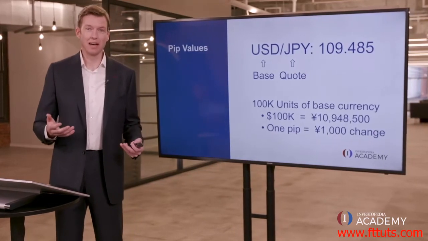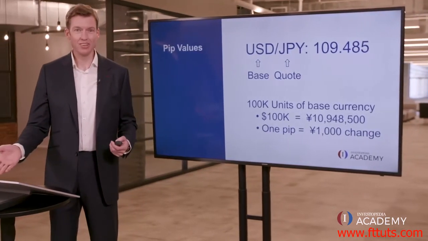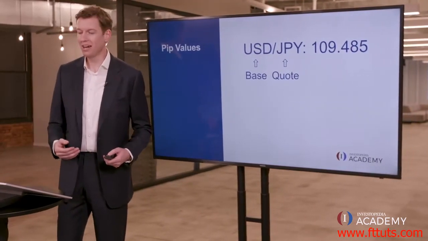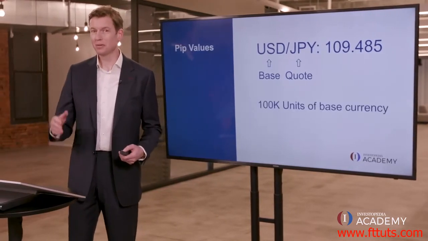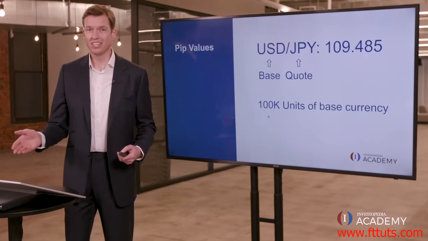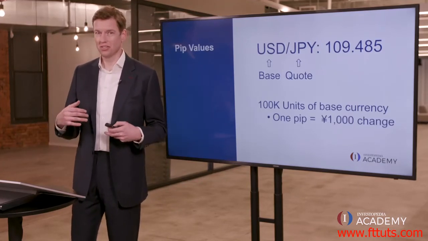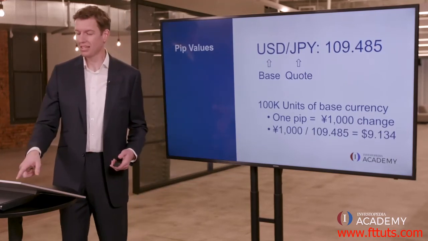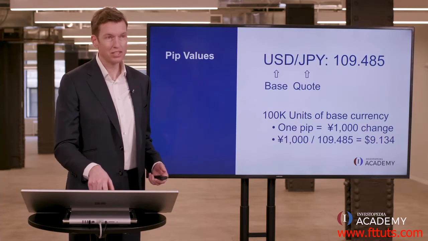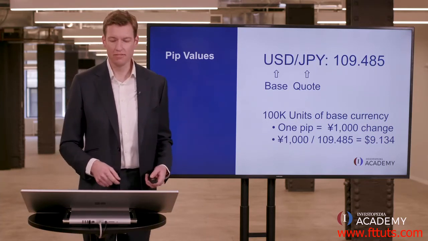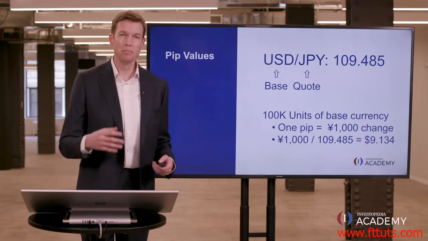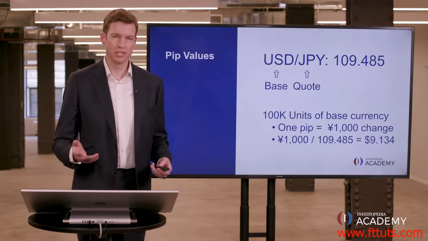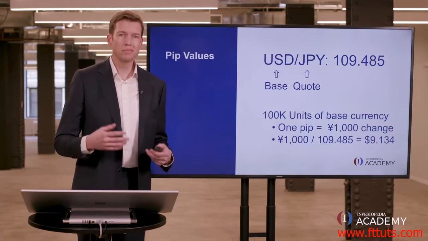If your account is denominated in dollar terms, then I have to take that 1,000 yen change, and I'm going to convert it at the exchange rate, which I know is 109.485. If I do that, I'm going to be able to figure out the change in value in the overall trade, or change in value of just a single pip. So here, if I take that 1,000 yen, and I divide it by the exchange rate, which is 109.485, that's going to give me a pip value, or a minimum value change for 1 pip of $9.13. We'll do a little bit of rounding. That's how a pip value calculation would work.